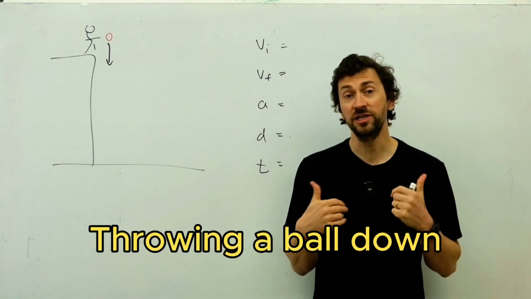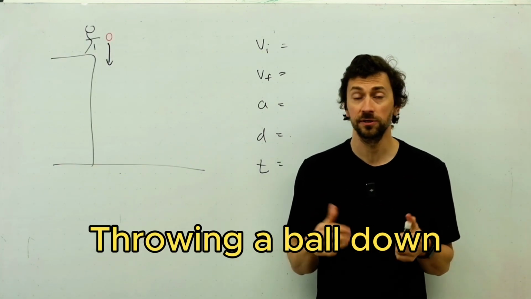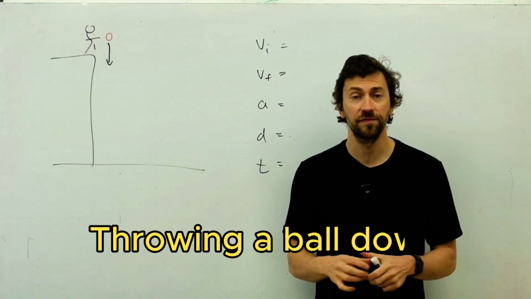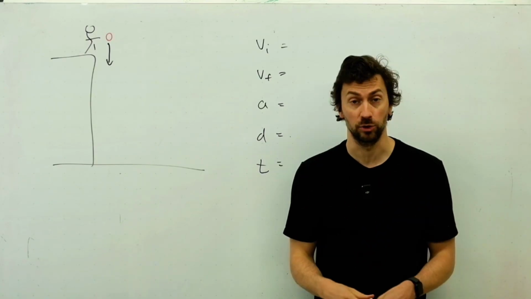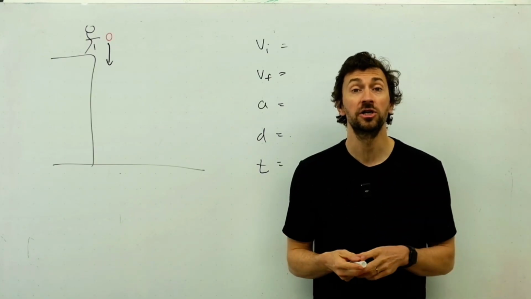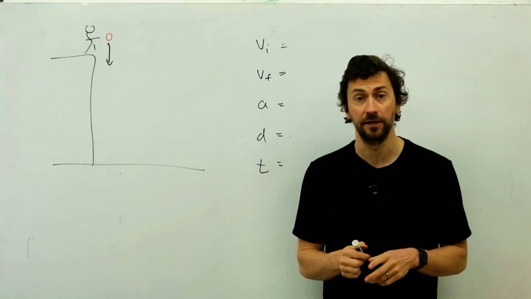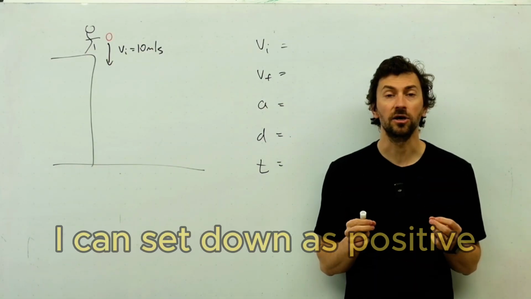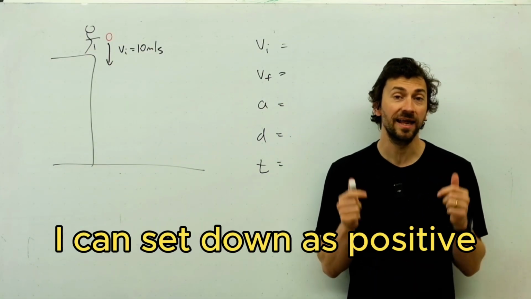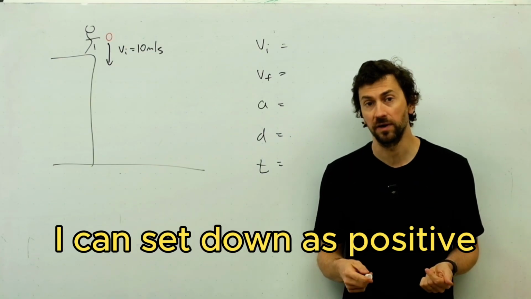Let's imagine another different situation where there's a person standing at the top of a cliff with a ball and they throw it downwards. And let's say they throw it with an initial velocity of 10 meters per second down. So here, I'm allowed to set downwards as the positive number.